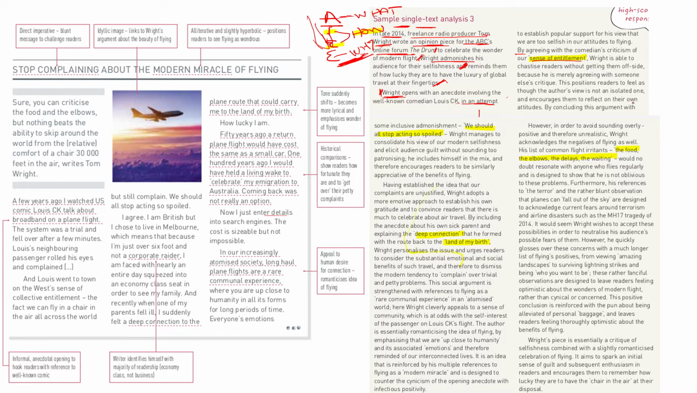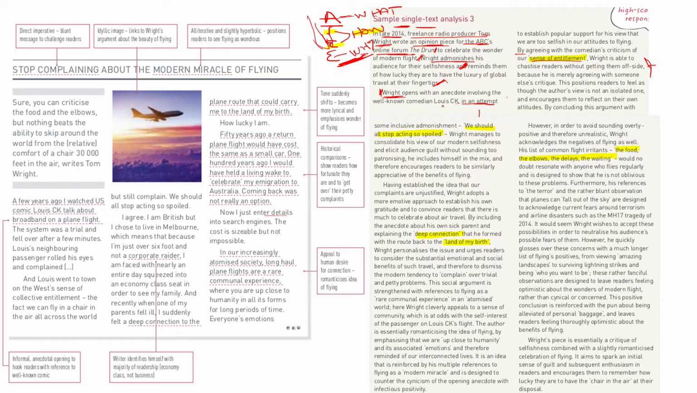Okay. By agreeing with the comedian's criticism of our sense of entitlement, Wright is able to chastise readers without getting them offside, because he is merely agreeing with someone else's critique. So here we have a very clear why. So what is the writer doing? They're opening with an anecdote, persuasive technique, by well-known comedian Louis C.K. We have a quote from the text included in that how, and then we get to the good stuff, the part that's going to get you the marks, which is the why.